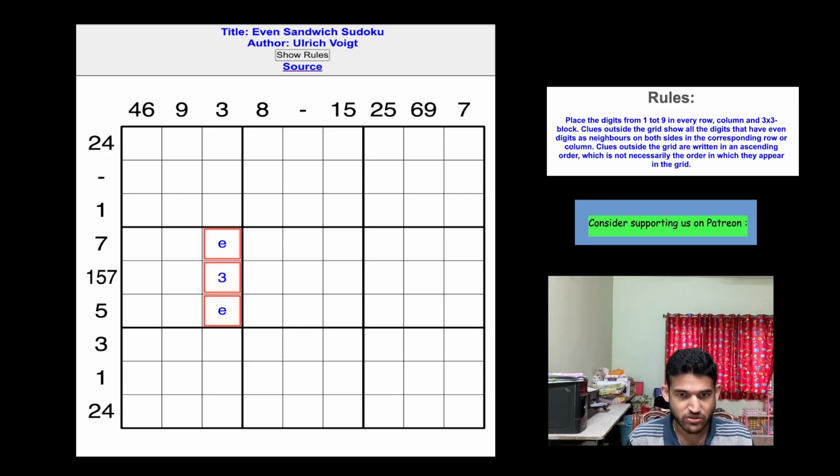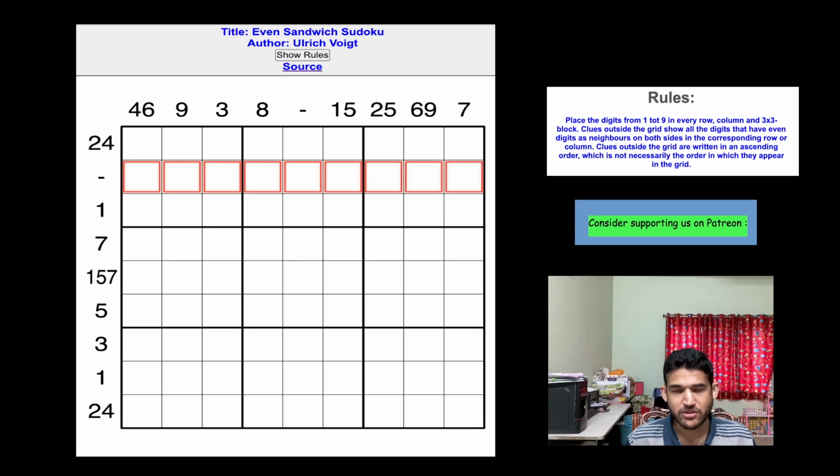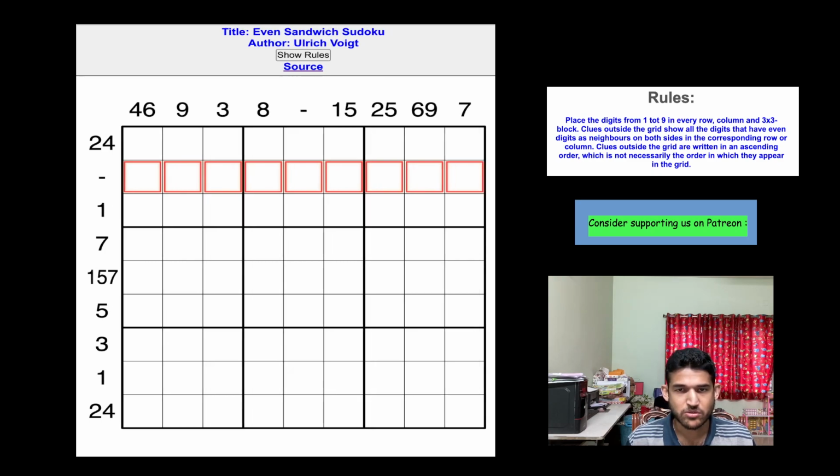For example, let's say you have a 7 here, you cannot have anything of this sort, because then the clue would have been given outside, right? So basically all possible digits which are sandwiched by even neighbors are given outside the grid. And the vice versa is true. If you have a blank symbol, it means that there is no such digit which is sandwiched by even digits in the respective row or column. So these are the rules.